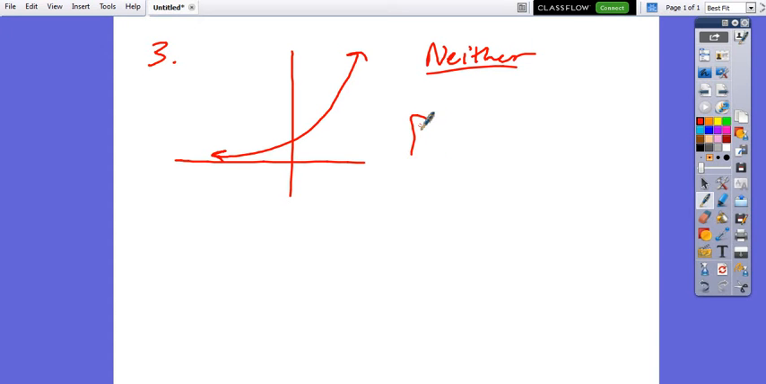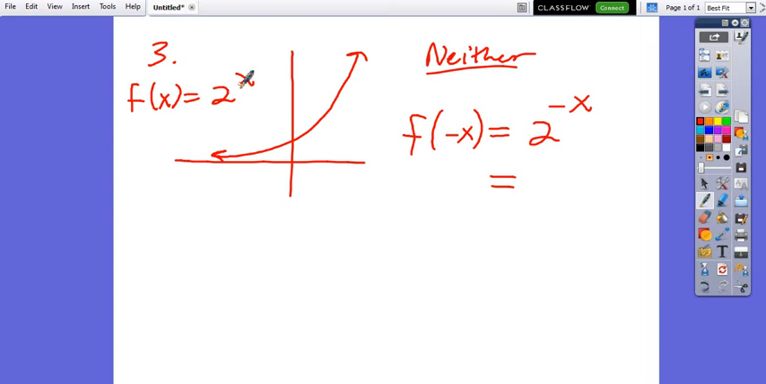So f of negative x equals 2 to the negative x. Now, when I simplify this, if I end up with exactly what I started with, and I originally started with f of x equals 2 to the x, if I end up with this, then I know it's even. If it's exactly opposite, I know it's odd. If it's neither of those, it's neither. And that's what's going to happen.